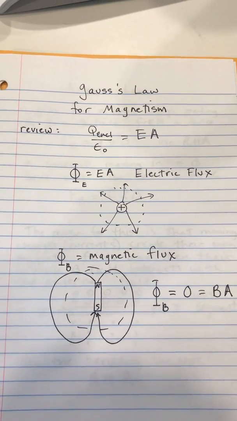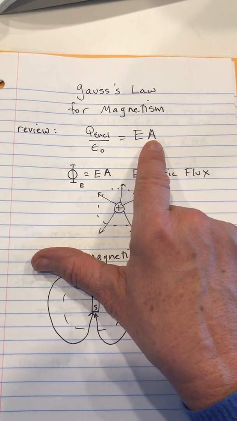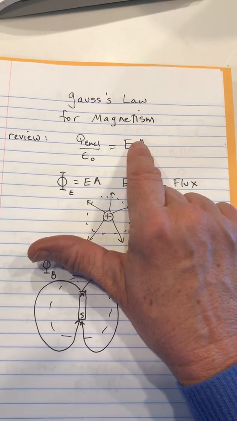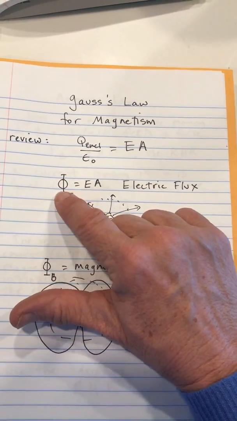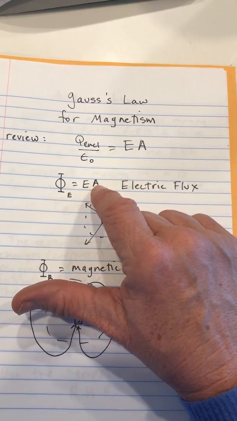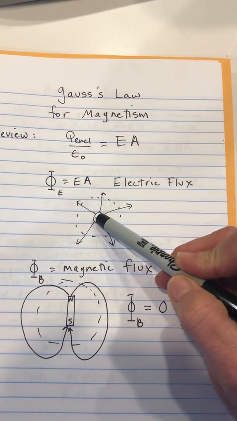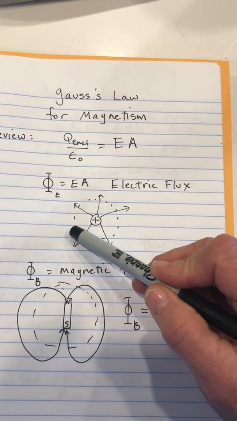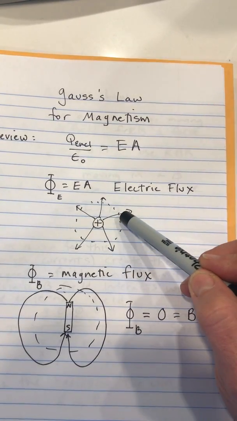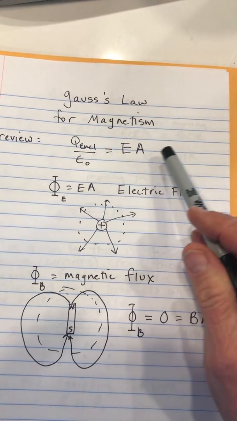So remember, Gauss's law for electricity was Q enclosed over epsilon naught equals EA, and we did tons of stuff with that. Remember, either side of the equation was equal to electric flux. And the electric flux was the amount of electric field going through some imaginary area. Remember the whole imaginary area that we did. So if you had a charged particle and you wanted to know the flux through this circle here, you take the electric field going through here and multiply it by the area of the circle. And that was how you found the electric flux to use Gauss's law.